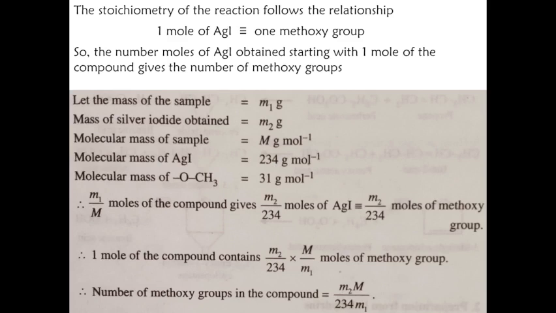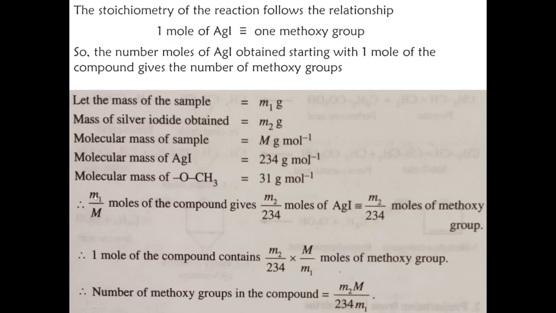It is written here: therefore, M1 divided by M moles of the compound. So this is the number of moles of the compound equivalent to M2 divided by 234 moles of silver iodide. This much moles of silver iodide is equivalent to M2 divided by 234 moles of the methoxy group. Understand?